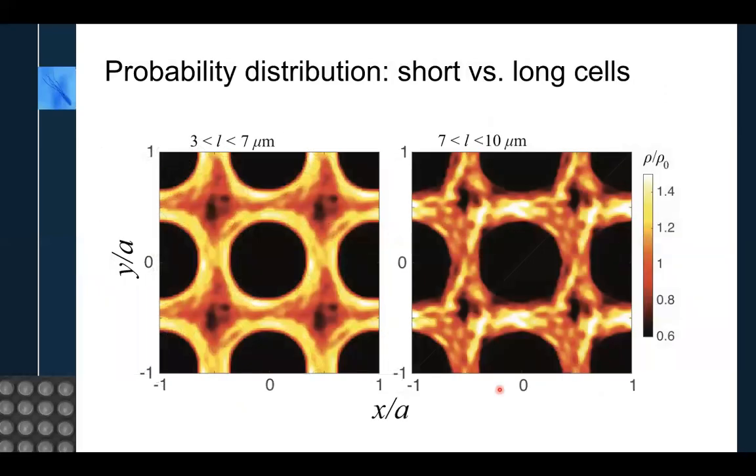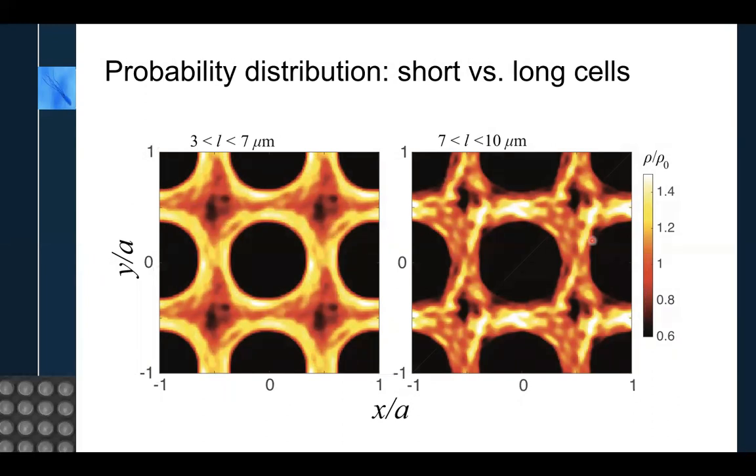To further quantify this distinct trapping and escaping effect, we compute the probability distribution of bacteria in space, shown in a single unit cell with lattice size A. They appear to have a critical cell length, surprisingly 7 microns for a 30 micron pillar lattice. Below this critical length, as shown on my left, the bacteria are distributed near the pillar surface, consistent with the hydrodynamic effect of a single pillar.